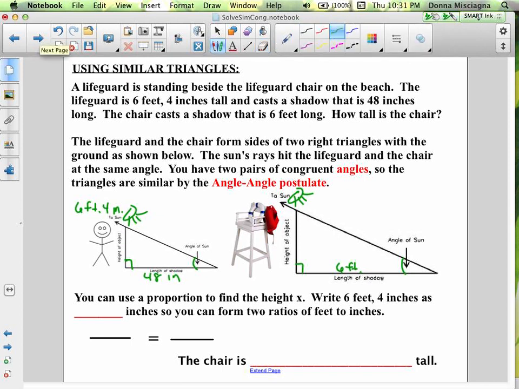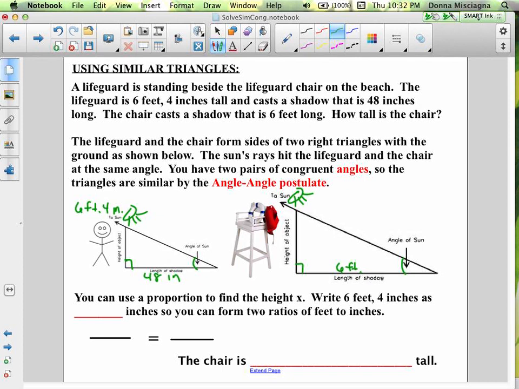Well, the angle the sun makes with the person isn't the same as it makes with the ground, but the angle it makes with the person is the same as the angle it makes with the chair, and the angle it makes with the ground is the same in both of those. All right, so you have two pairs of congruent angles, so the triangles are similar by angle-angle postulate, and I believe that's in your notes. So you can use a proportion to find the height, but you have a problem.